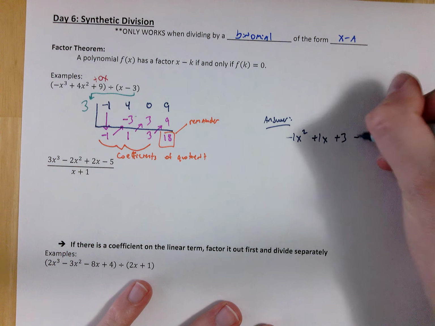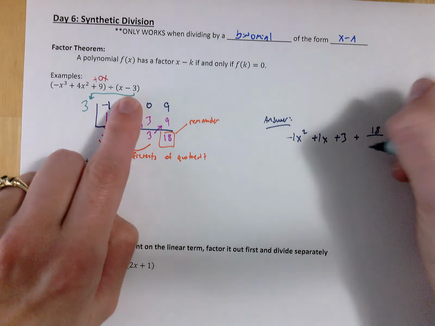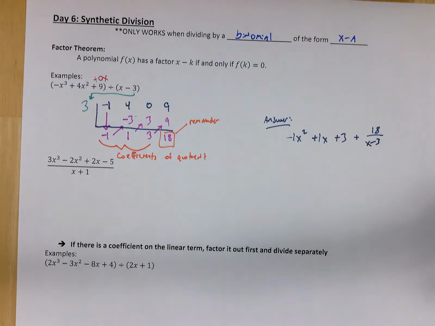Just like with long division, I'm going to write this as a fraction. So plus 18 over the thing I was dividing by, x minus 3. And that's my answer. Okay, so that's synthetic division. It's really fast and easy.